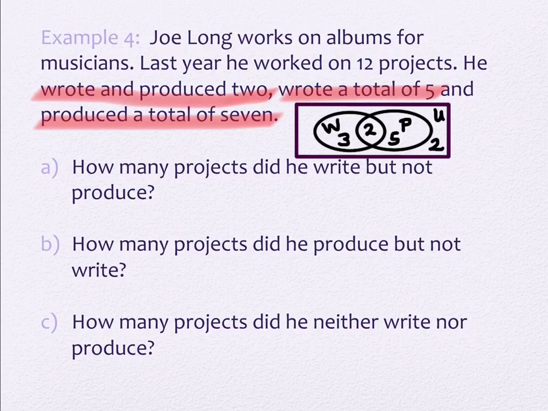Question A, how many projects did he write and not produce? 3. It's the outside of the W region. Write and not produce. Yes, Abby? What about like the 2 on the outside? He didn't write or produce those. He just worked on it. Maybe he worked on them, maybe he sang in them, we don't really know, but he didn't write them and he didn't produce them. He just worked on them somehow.